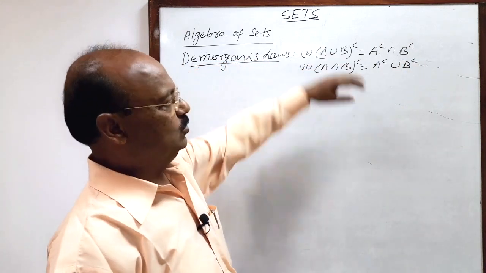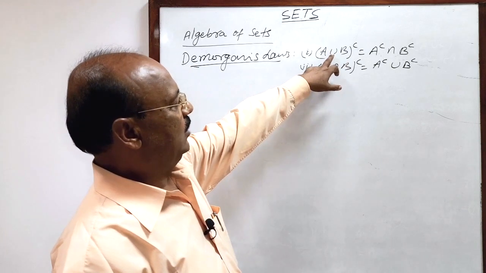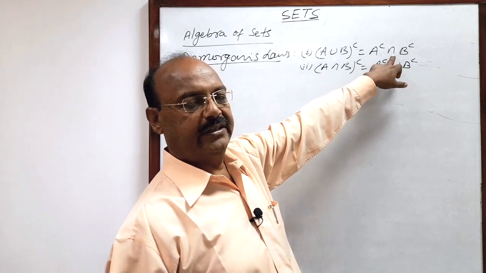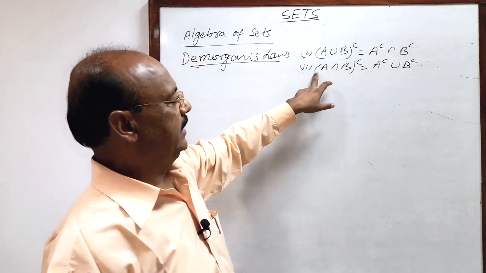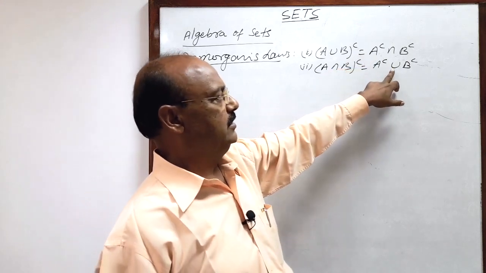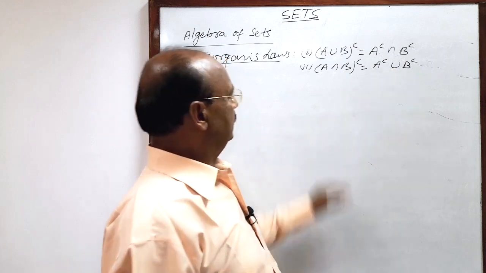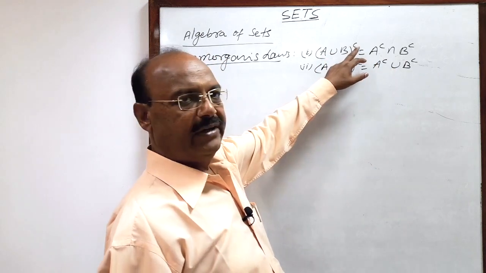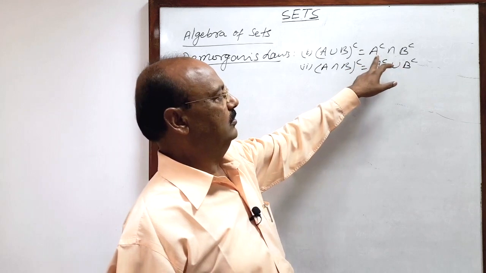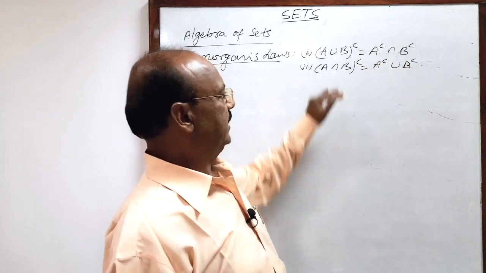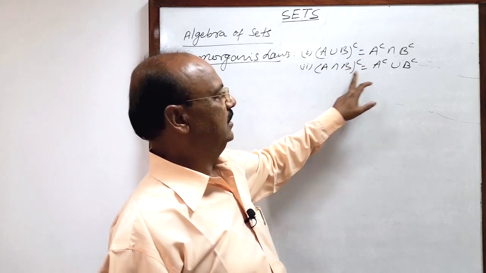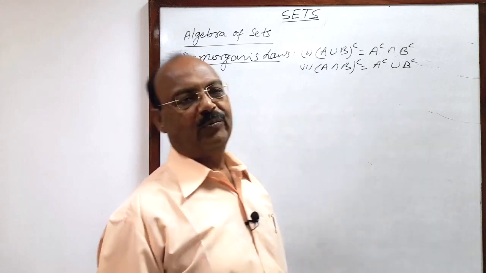We have to see these two laws very carefully. You see here the operation union on the left hand side becomes intersection on the right hand side. And conversely, in the second law, the operation is intersection and on the right hand side it becomes union. So the first law says the complement of the union of two sets is equal to the intersection of their complements. And the second law says the complement of the intersection of two sets is the union of their complements.